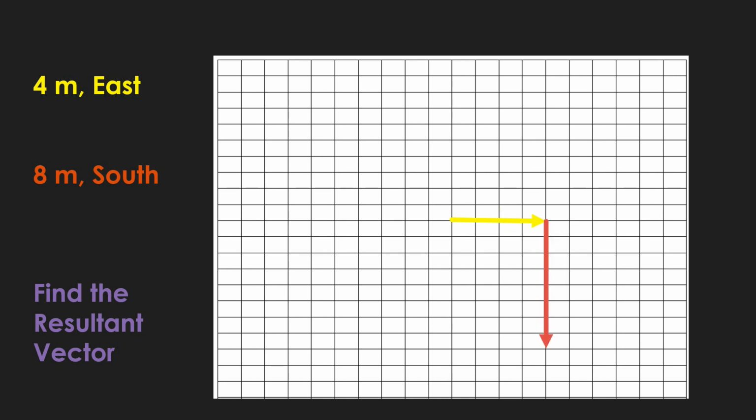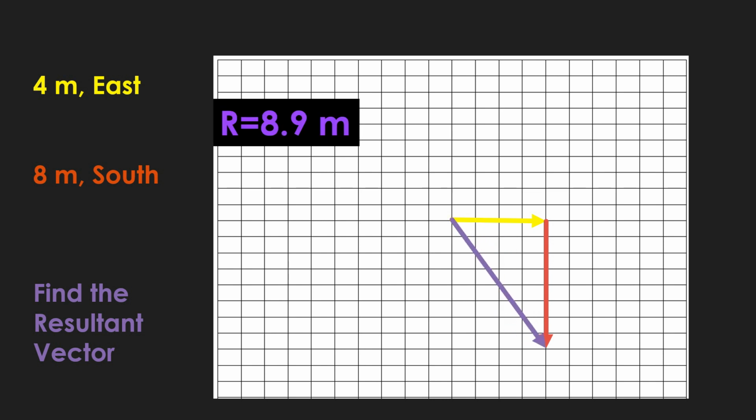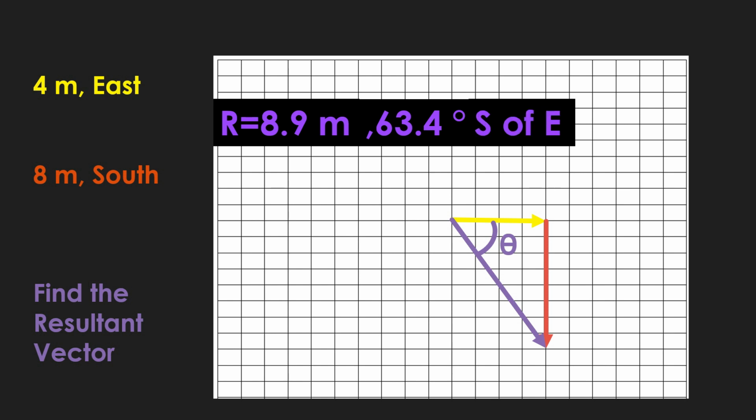To measure the resultant vector's magnitude, we'll use a ruler, which is 8.9 meters. And for the direction, we're going to use the angle theta, which we find using our protractor as 63.4 degrees. But this is not complete, so we indicate south of east.